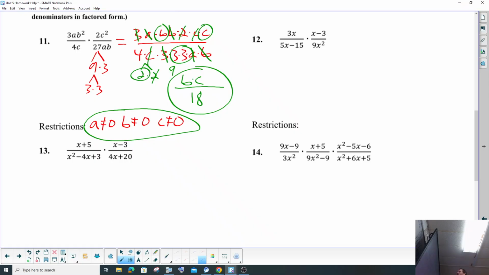Okay, here we go. So we're finishing off. We did number 11. So don't forget number 12 to do single factoring. Pull out a 5.